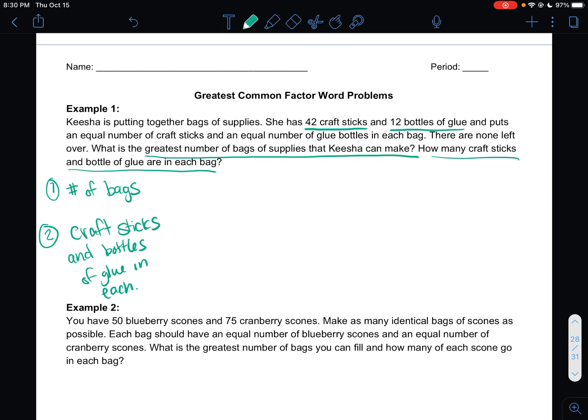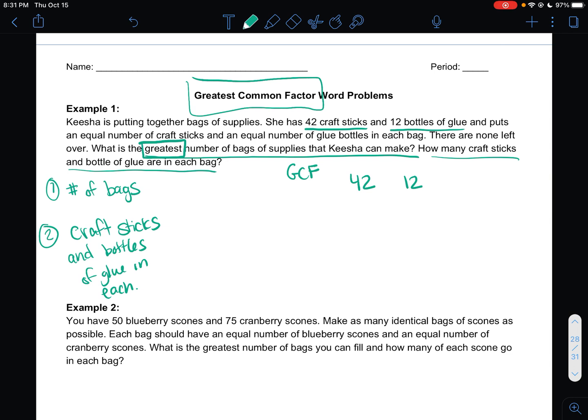So in order to do this, the word greatest should jump out at you. So we're taking craft sticks and bottles of glue and we're dividing them into bags. So we know we need to divide, and we need the greatest number of bags. So what have we been talking about recently that has the word greatest in it? If you are guessing greatest common factor, you are right. So you basically just need to find the greatest common factor of your 2 numbers that you're dealing with, which are 42 craft sticks and 12 bottles of glue.